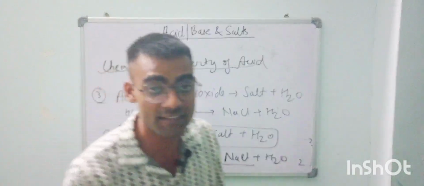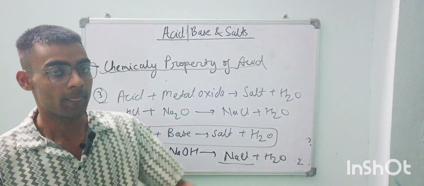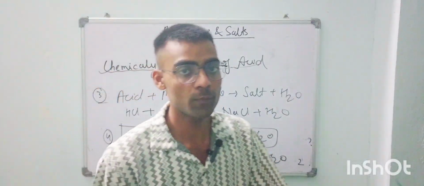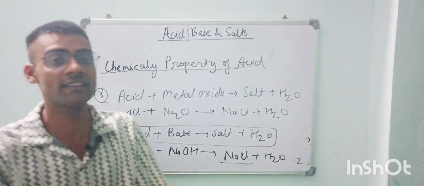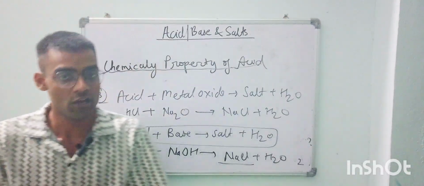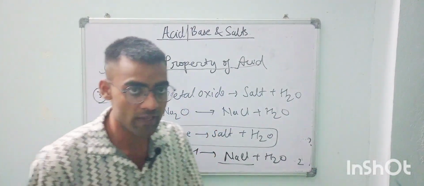So what is a neutralization reaction? Basically, when acid reacts with a base, there is a formation of salt plus water. This process is known as the neutralization reaction, and by the neutralization reaction there is a formation of a salt. So basically, these are the four chemical properties of acid.